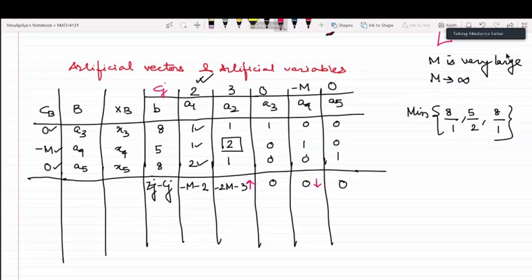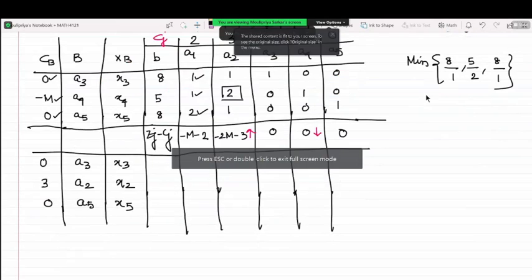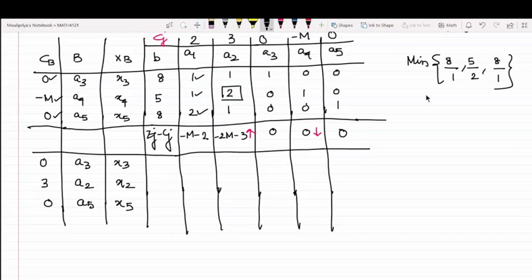Now, artificial vectors are so insignificant that from now onwards, we are not going to calculate the index number pertaining to the artificial vector. That implies for this column onwards, we are not going to calculate Zj minus Cj. What is to be done with row 2? How do we recalculate the elements of row 2?